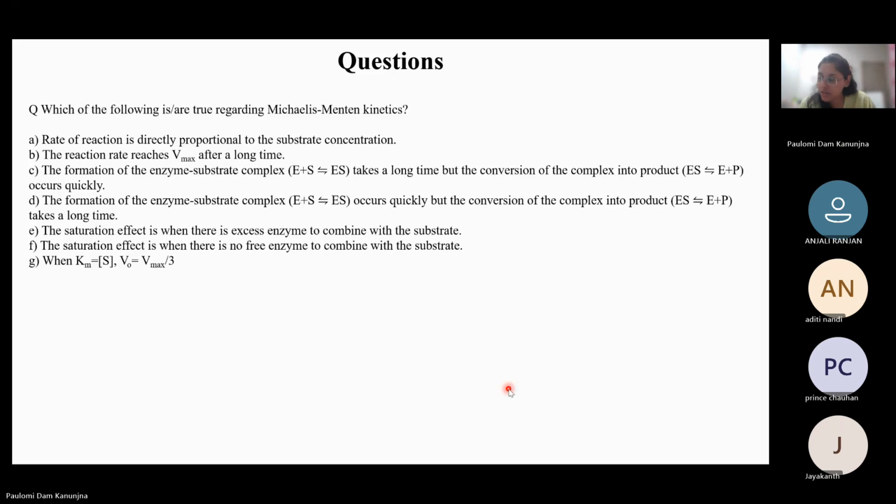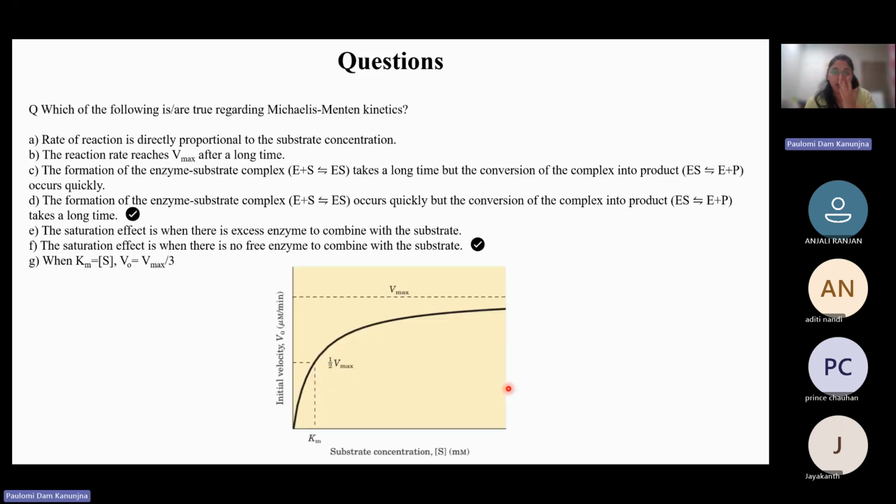Anyone else to answer? Okay, F is correct. Someone else is typing as well: A C E, A C E. Okay, let's do this quickly first. Let's look into this.